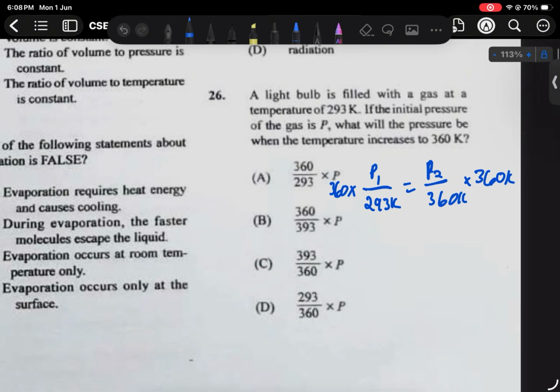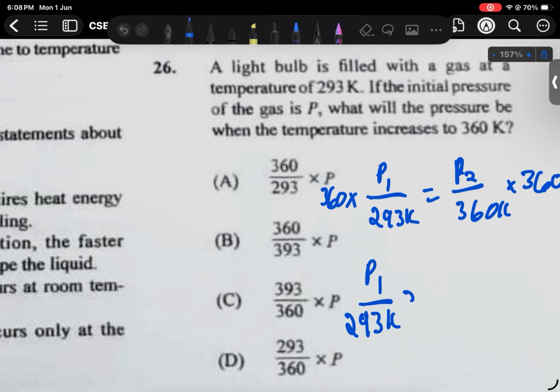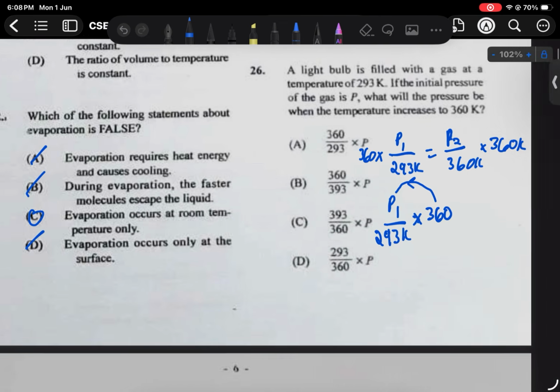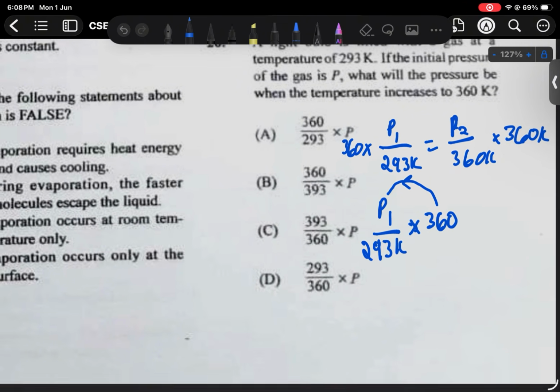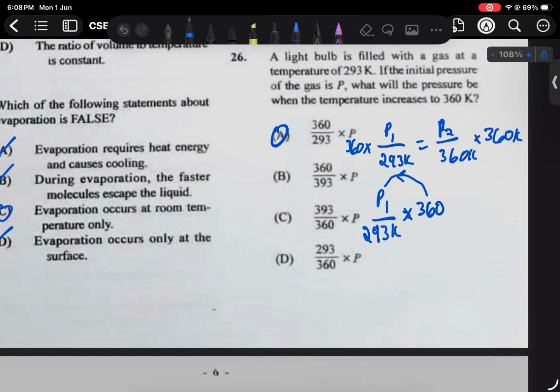And another way to write this: P1 over 293 multiplied by the 360. If we just replace the positions of these, they're being multiplied, so it's commutative. It doesn't really matter. So it'd be 360 over 293 multiplied by P.